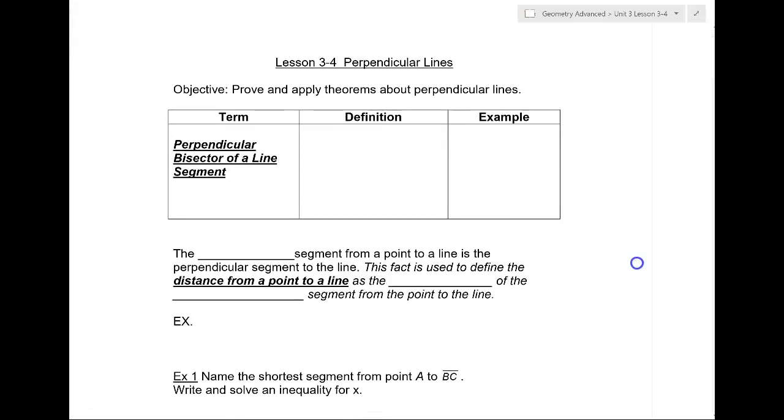So today we're working with perpendicular lines. Quick review, my friends. What are perpendicular lines? Lines that intersect at what? Yeah, 4 right angles. Basically, remember when I asked you this the other day?